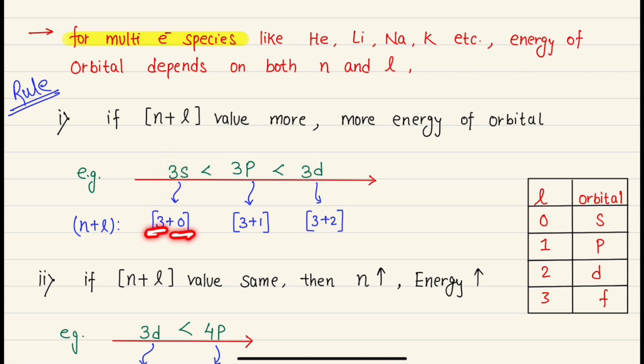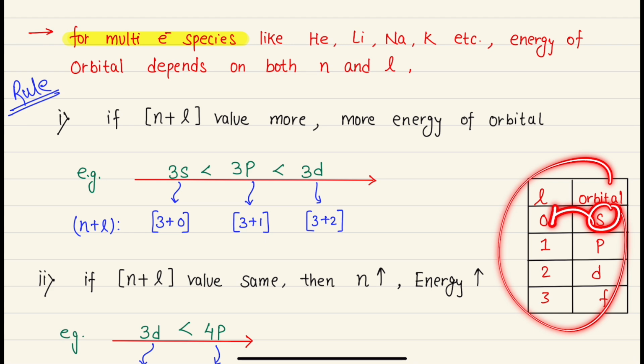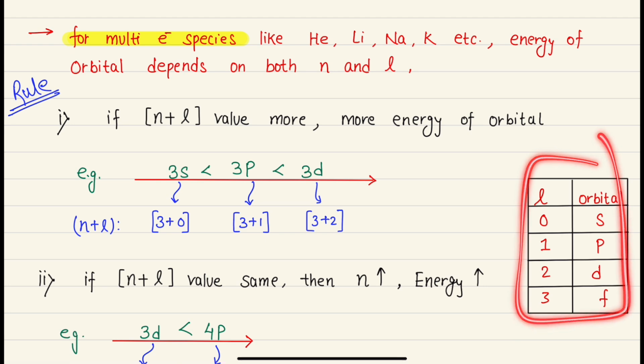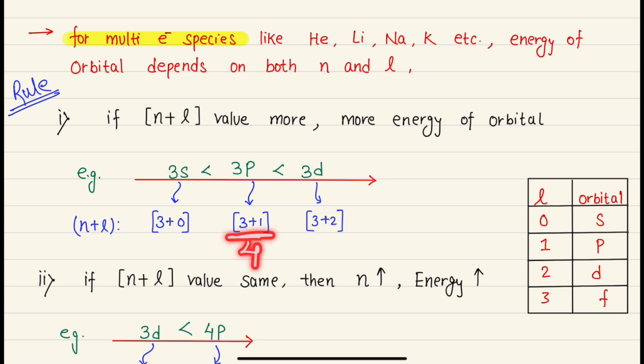Here 3 is the n value, right? So 3 plus 0, because we know that for s orbital we have l value 0, for p orbital we have l equal to 1, for d orbital l equal to 2, and for f orbital l equal to 3. This you have to remember by heart. Okay, understood? So similarly for 3p the n plus l value is 4, and for 3s it is 3, and for 3d the n plus l value is 3 plus 2, 5, right?